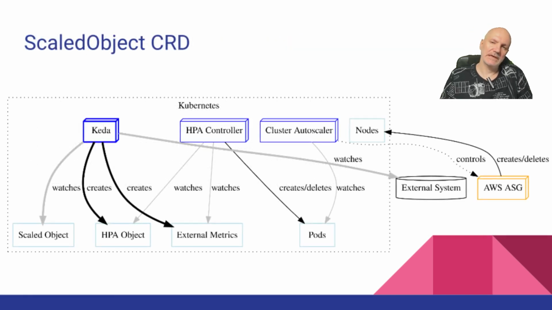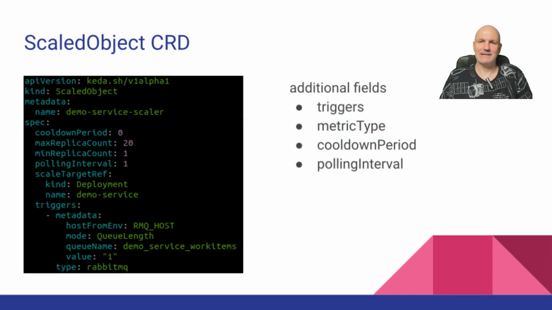When using KEDA, we declare scaled object CRD, which in turn automatically creates an HPA object for us and exposes the metrics from the external system of our choice in the external metrics API. The following KEDA object specification is all we need to add to our application in order to have it autoscaled based on RabbitMQ queue length.